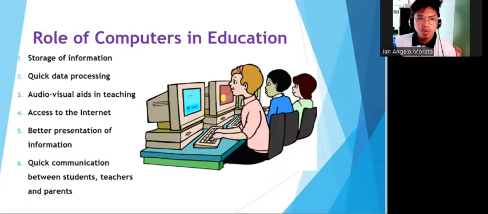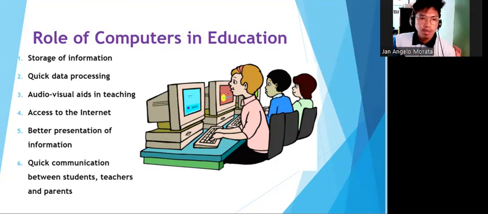So we have here the role of computers in education. Number one, storage of information. So that's it, because we store the important data needed. Not only the copies of exam, the scores, the quizzes, not only that, but also the soft copies ng mga paperworks natin, yung mga reports natin, pati na yung mga important data natin sa school, and etc. Number two, we have the quick data processing. So mabilis na pag-process ng data. Kaysa naman sa manual, we have the computers na tumutulong sa atin para mas mapadali ang ating trabaho. Not only that, but for searching the needed data as well.